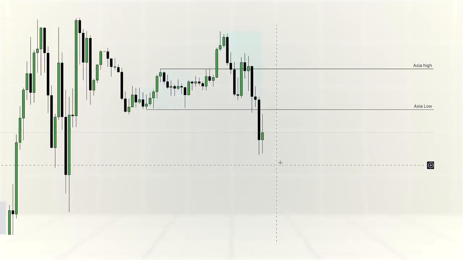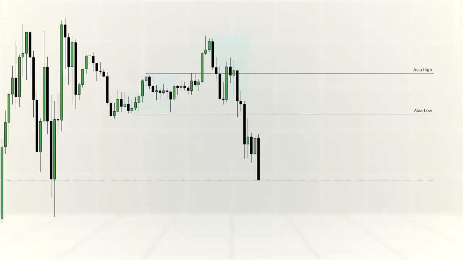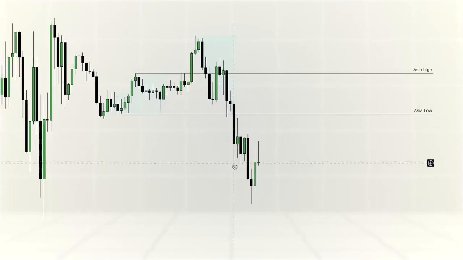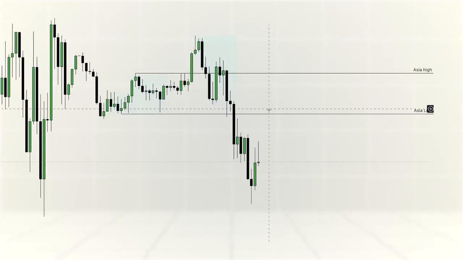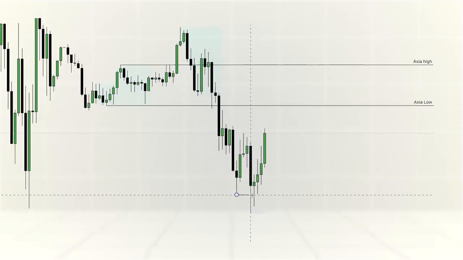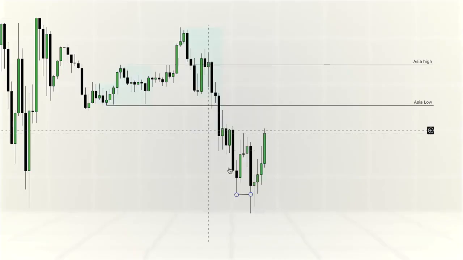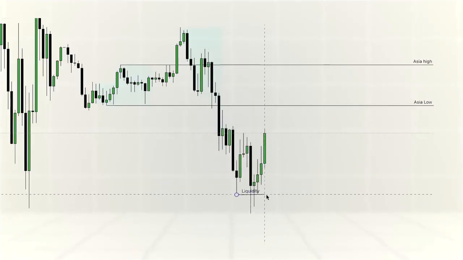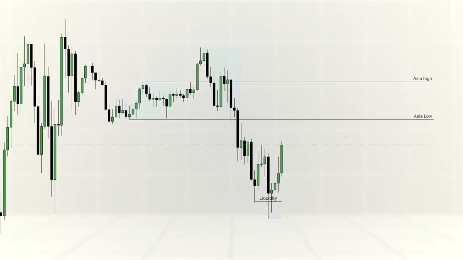At this point, we wait for either a market structure shift or a double purge, followed by a close back into the range. Here we see a double purge forming, and now we wait for the market to close back inside the range. Let's give it time. Over here, we get another liquidity sweep. There's another purge of liquidity, and again, we wait patiently for price to close back into the range.